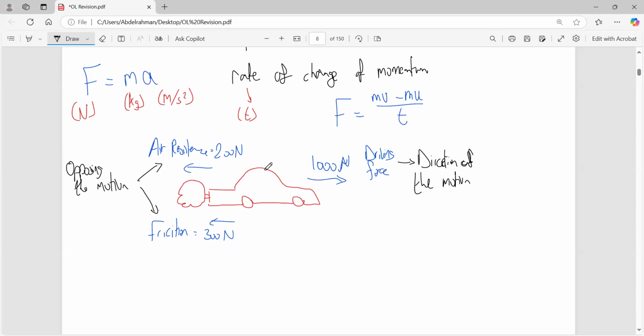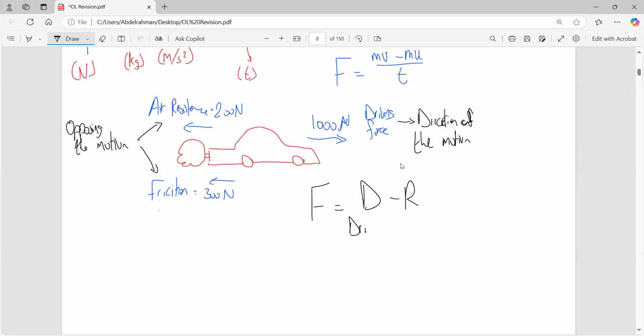If you need to find the resultant force for this car, we can say that the resultant force, F equals D minus R. What's D and what's R? It's the driving force minus the resistive forces. So, for example, 1000 newtons minus the resistive forces, we can add them up: 200 newtons and 300 newtons. So the resultant force on the car is 500 newtons.